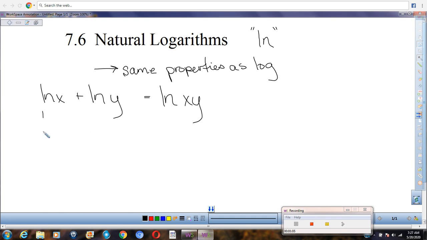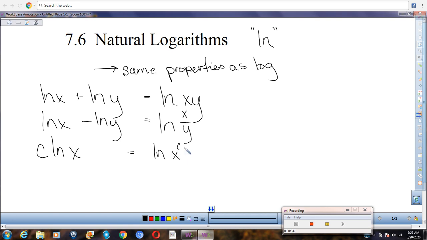If I had the natural log of x minus the natural log of y, in the log world, when you're subtracting, you're really dividing. This would be the natural log of x over y. If you have a coefficient in front of the natural log of x, that coefficient is actually the exponent. This is the natural log of x to the c power.